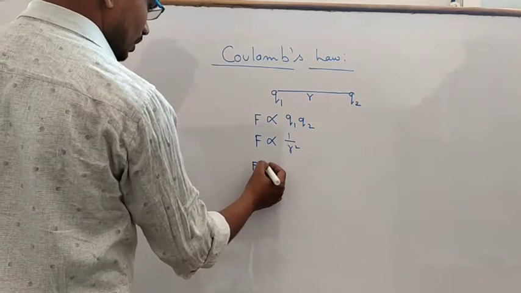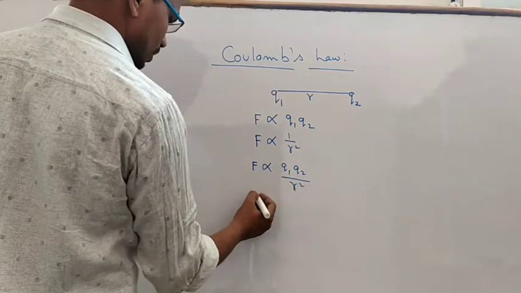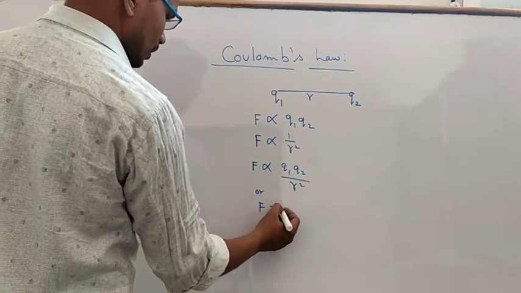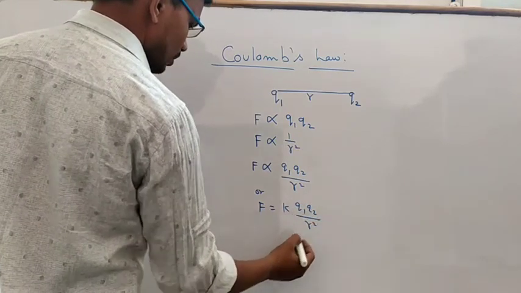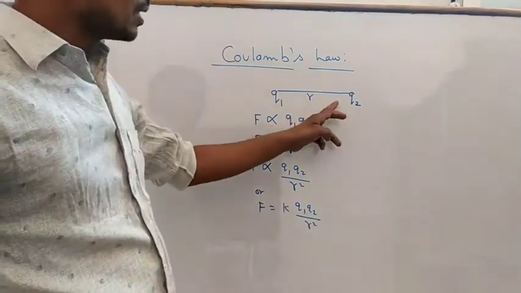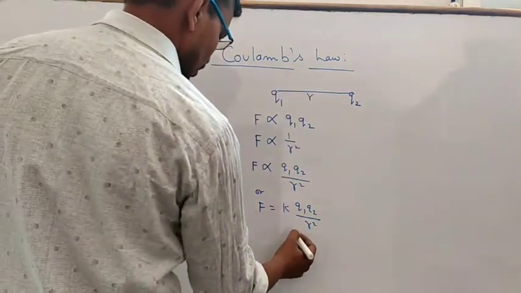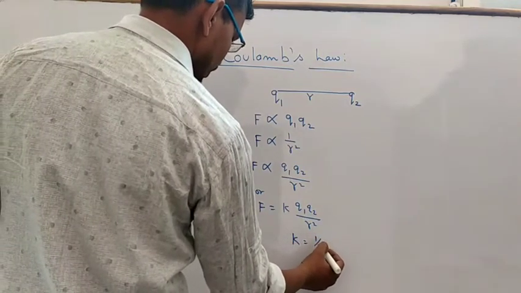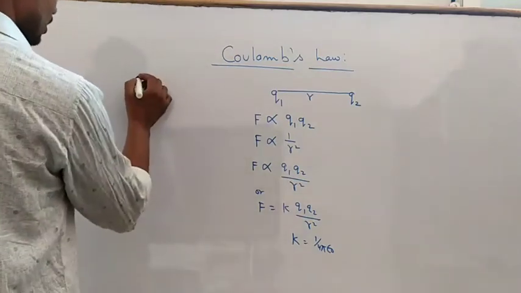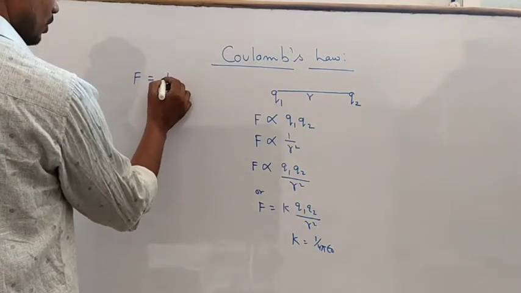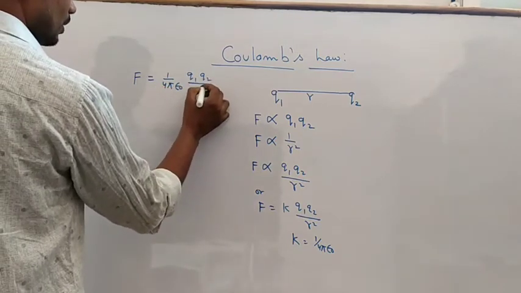You have to combine the first and second. So F is directly proportional to Q1 Q2 upon r square. We can write F equal to K Q1 Q2 upon r square. If this system is situated in vacuum, meaning free space, then the value of K is equal to 1 upon 4 pi epsilon naught. So the force is F equal to 1 upon 4 pi epsilon naught Q1 Q2 upon r square.